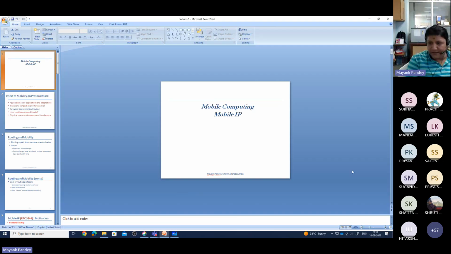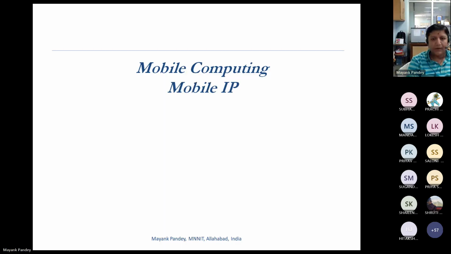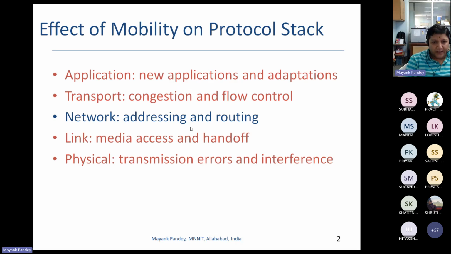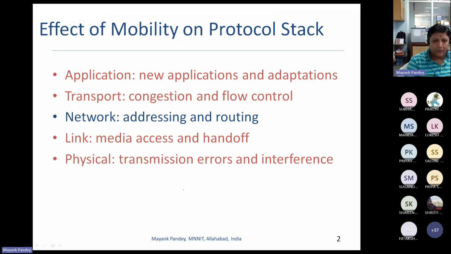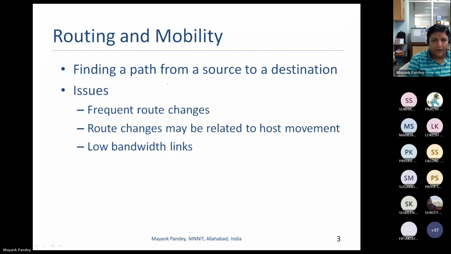After getting the details, let's see how we can handle this. So we are discussing here the network layer mobility. So our focus is at the network layer, how we can handle the mobility. Routing, finding a path from source to destination.